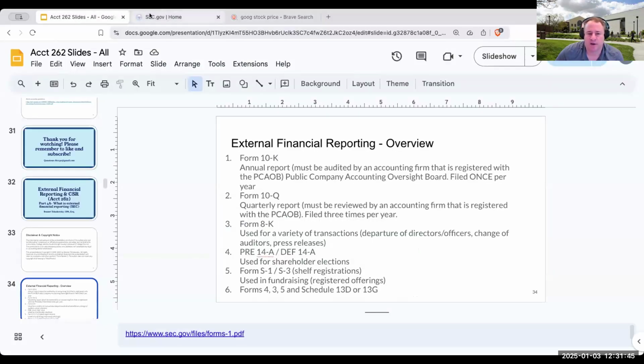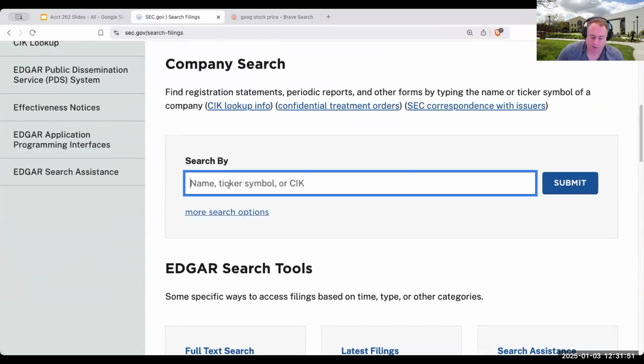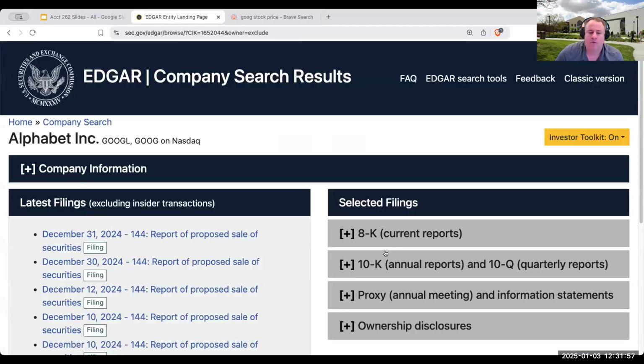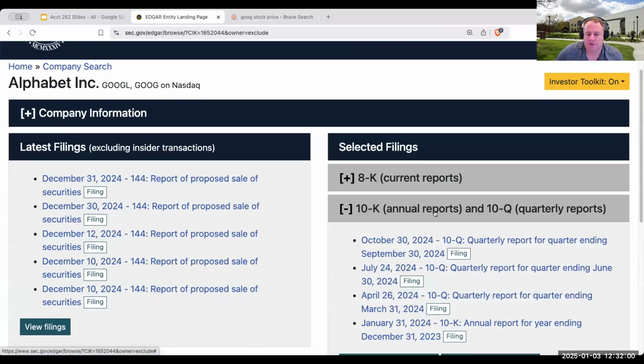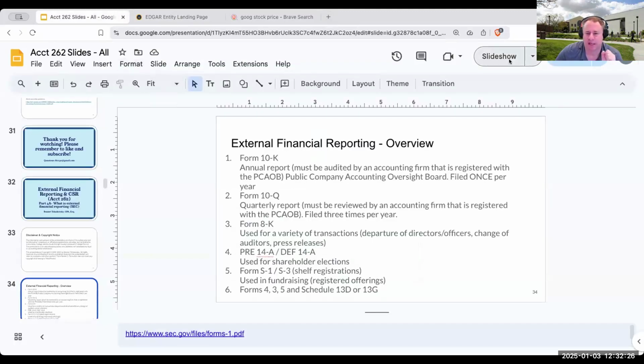If I come over here to search filings and look up Alphabet Inc. or Google, what I will find are a lot of different reports. And we're going to go through all of these different reports. But again, this is external financial reporting, meaning what companies are required to file once they have their stock trading on an exchange. It could be the over-the-counter OTC markets, the NASDAQ, or the New York Stock Exchange, and there are different tiers within each of those.